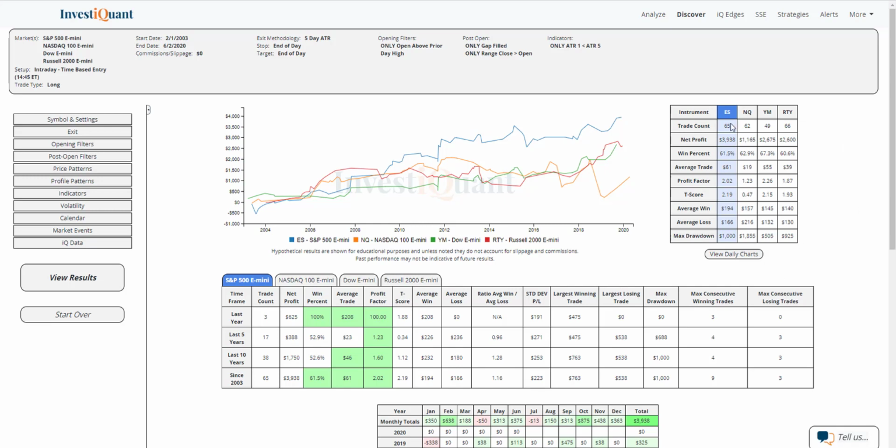Here are the results. ES 65 samples, 62 in the NASDAQ, just under 50 in the YM, 66 in the Russell. Win rates coming in the low 60s here on average for the four instruments, and equity curves kind of sloping higher. It looks like 3 out of the 4 have a slightly larger average win than average loss, NASDAQ being the exception. So 3 out of 4 of these have a better than 50-50 win rate with a better average win than average loss. So a slight slant to the upside with this pattern going into the close.